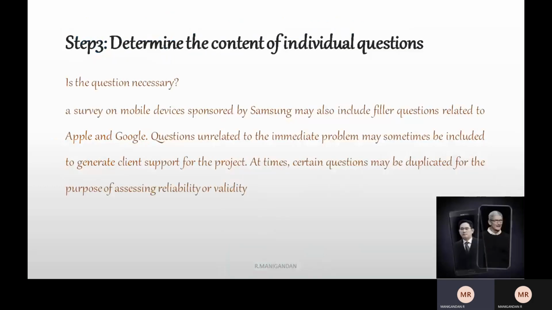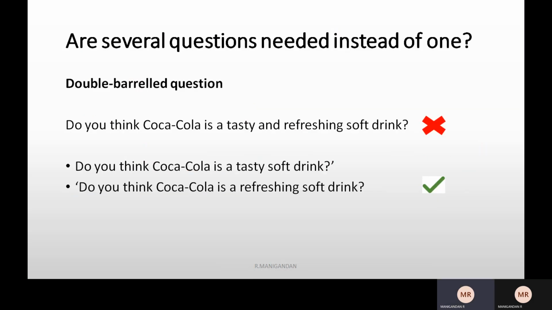And determine the content of individual questions. With individual questions, definitely we will get good data. If you are asking an individual person, you need to gain more knowledge about that. You need to get more data. Are several questions needed instead of one? This will happen every day. Do you think Coca-Cola is a tasty or refreshing soft drink? You can say that, 2 marks, right or wrong.